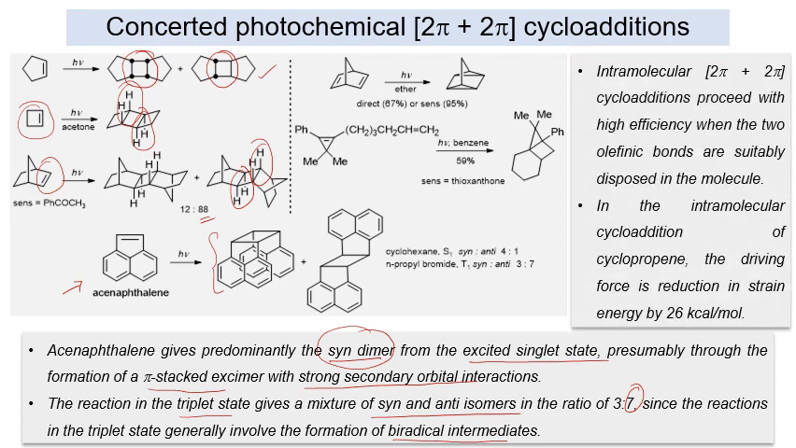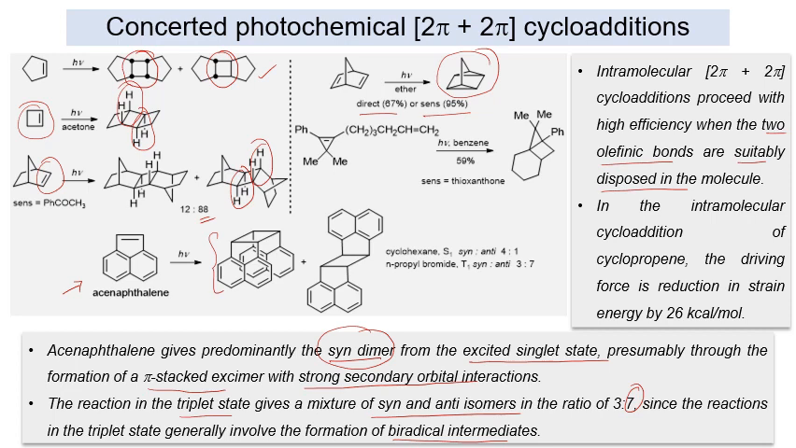Let's go on to intramolecular 2+2 cycloadditions of this kind. So you can see here, this is the formation of this highly strained molecule. This can proceed in simple photolysis or via sensitized photolysis, and the efficiency of this particular transformation is decently high. Why? Because the two olefinic bonds are now suitably disposed in the molecule. That means they are perfectly placed with respect to each other to give you a 2pi plus 2pi photochemical cycloaddition.